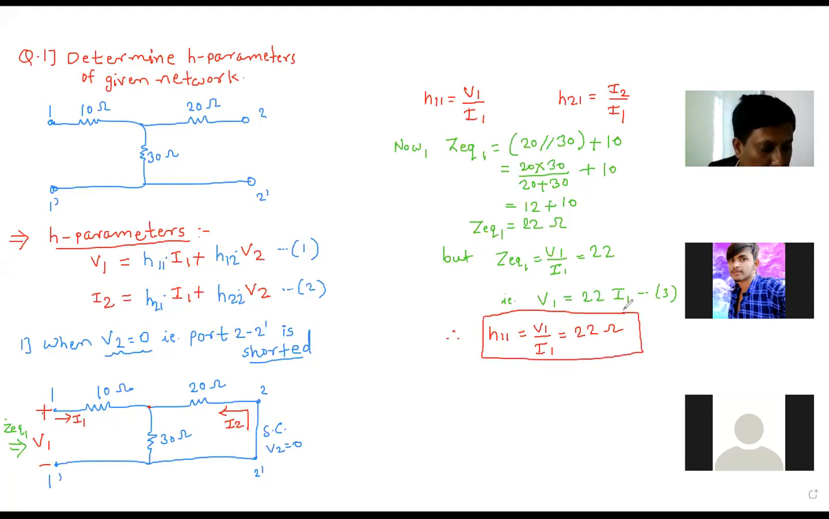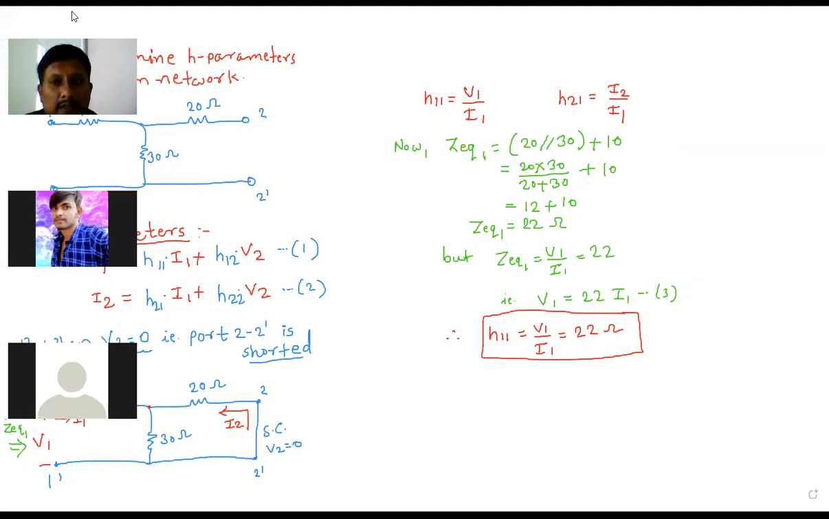Up to this, anyone having doubt? Any questions? Everyone understood? Yes, sir. Only 3 to 4 students are giving response. Other students, are you understanding this? Yes, sir.